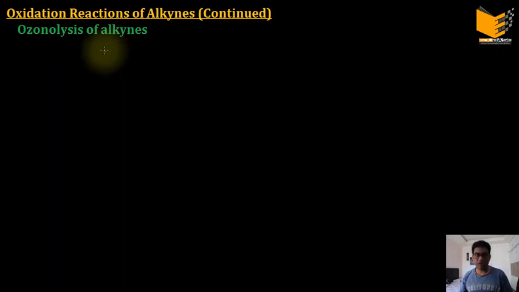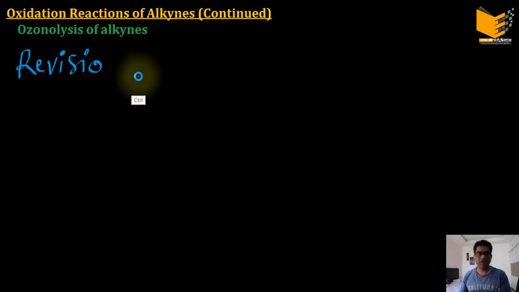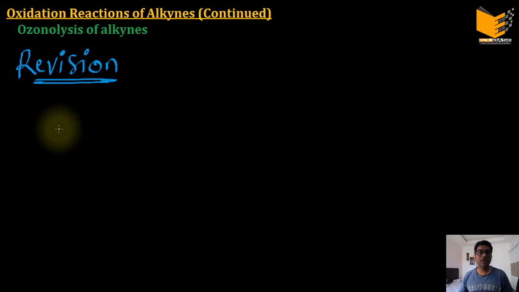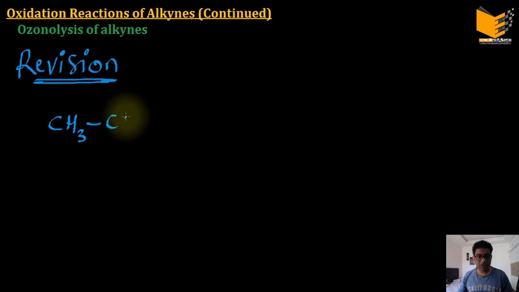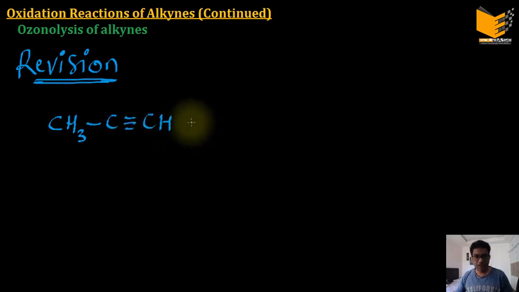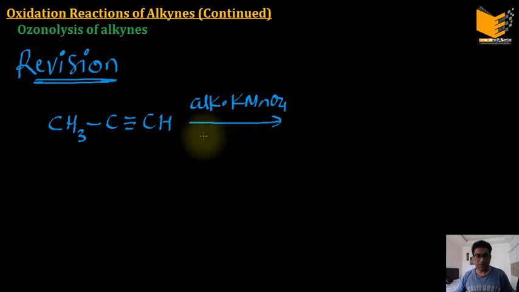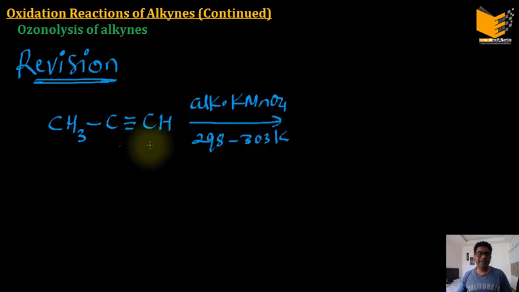In ozonolysis of alkenes we get aldehydes or ketones depending upon the alkene we are starting with. But before we actually jump to ozonolysis of alkynes, I just want to give a quick revision of something that we have already studied, which is oxidation of alkynes using alkaline KMnO4 at low temperature. So pay attention to what is happening here. We just take some alkyne and oxidize it using alkaline KMnO4, at a low temperature, 298 to 303, around 300 Kelvin, which is about room temperature.